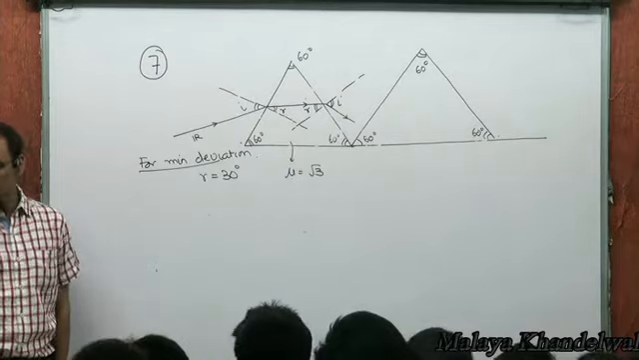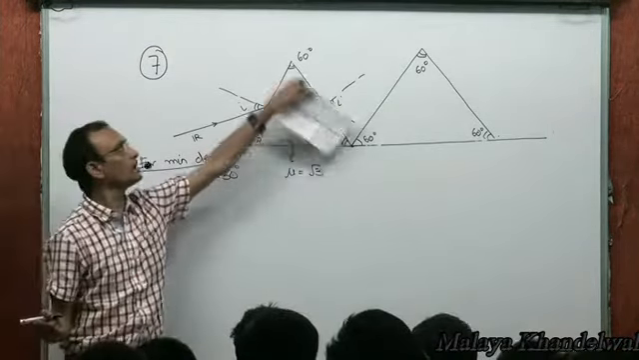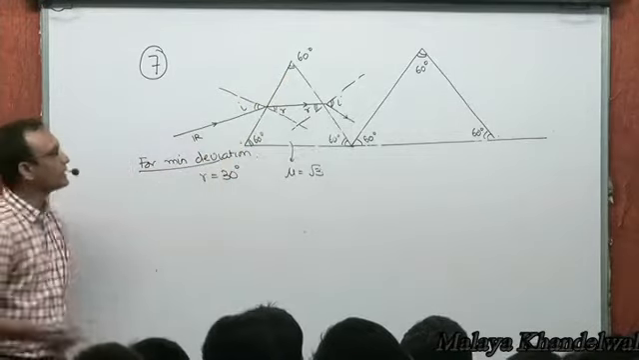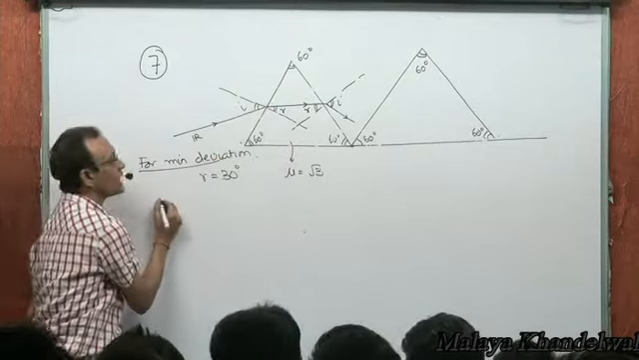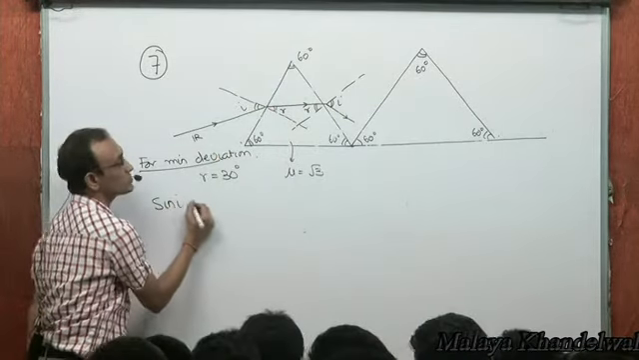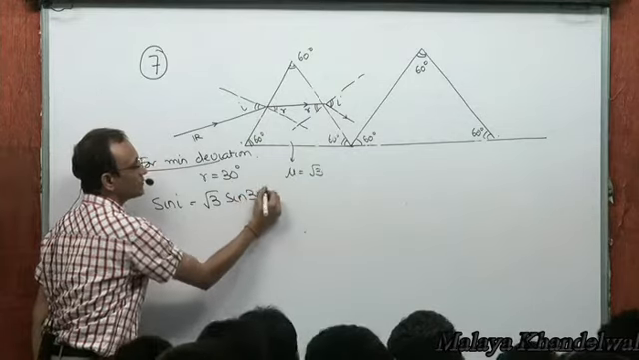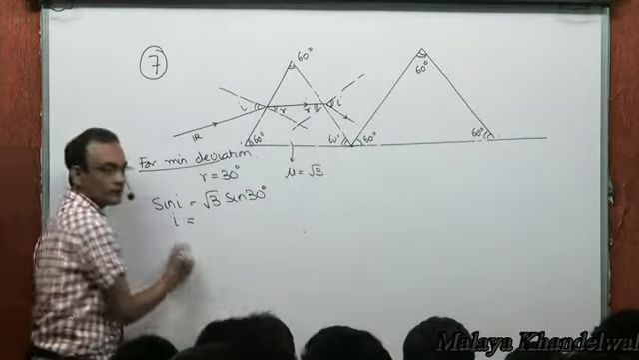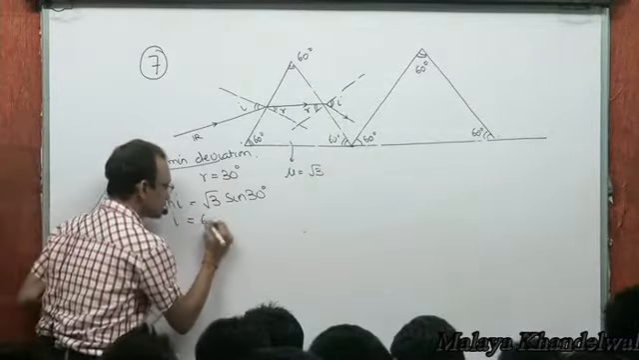R plus R prime is the angle of the prism. So in this case R is R prime. So 2R is 60 degrees, R is 30 degrees. And I can find I by applying Snell's law here. So sine I is root 3 times sine R, which is sine 30 degrees. So sine I is root 3 by 2, so I must be 60 degrees.